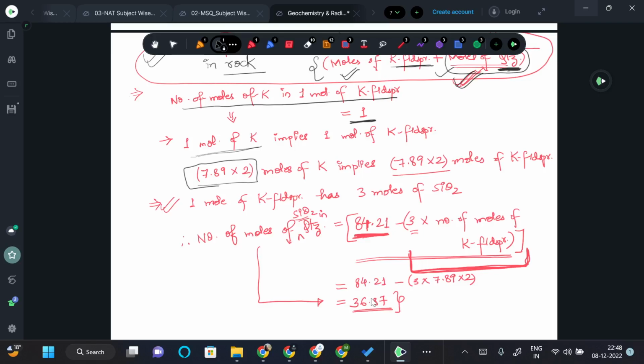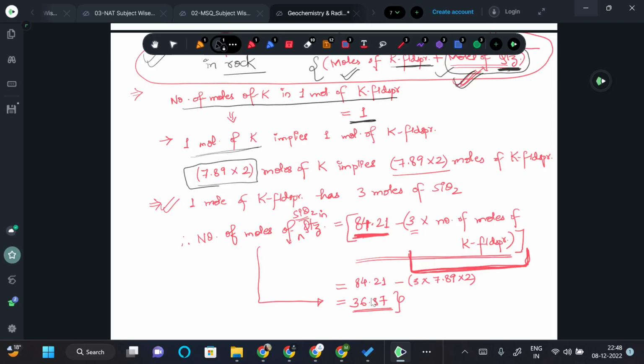So we'll multiply it by 2 to take full account of K2O, right? So 7.89 into 2 moles of K implies 7.89 into 2 moles of K feldspar. This is pretty simple from the above part. This is a simple unitary method that you must have studied during your childhood itself.